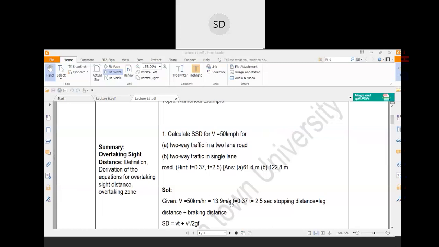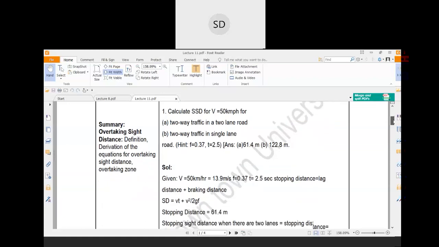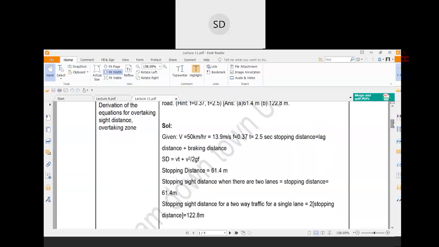And your coefficient of friction value is 0.37, that is given in the question. And your t, the reaction time, as per the stopping sight distance consideration, is 2.5 seconds. So first you have to find out the stopping sight distance based on this formula. So it would be like 61.4. So the stopping sight distance when there are two lanes is 61.4 meter.